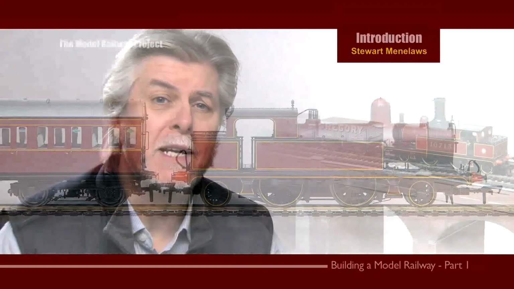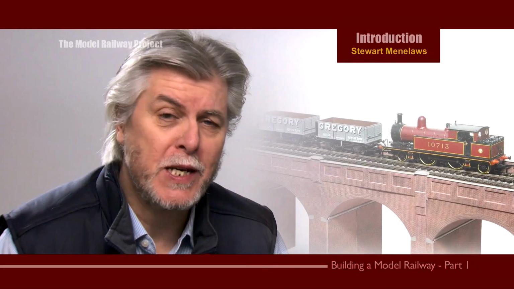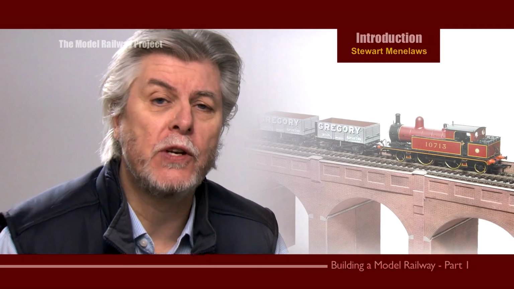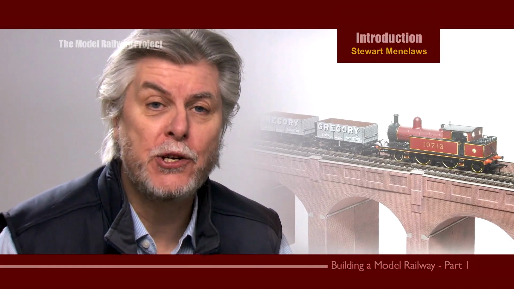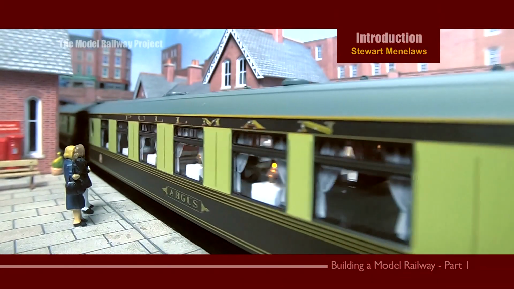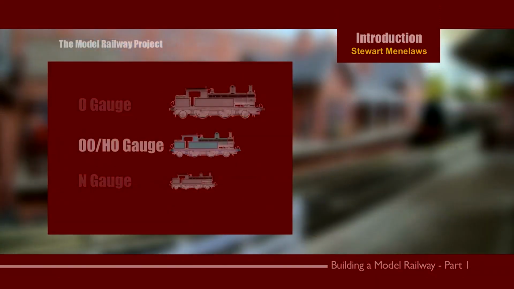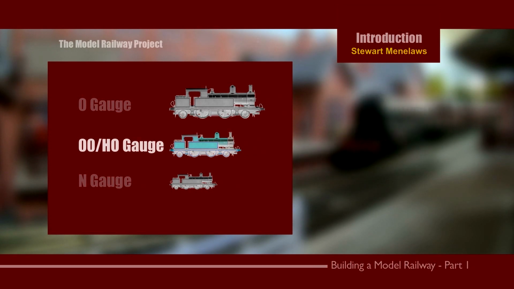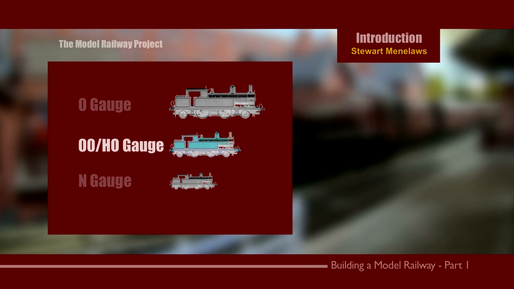Welcome to this 60-minute step-by-step program that will take you through the various stages involved in creating your own miniature model railway layout. For the purpose of this film, we're going to be using the double O gauge system, which is much favoured in the UK. A similar scale would be HO gauge.